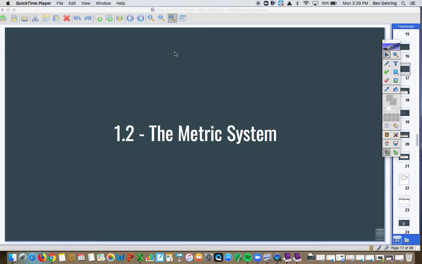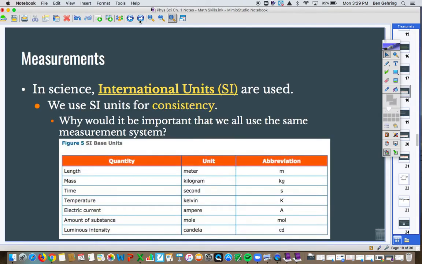Hello, and welcome to today's lesson on the metric system and unit conversions. So to start with, measurements in science and in the world in general. In science, we use what's called the Standard International, or SI, system of units.